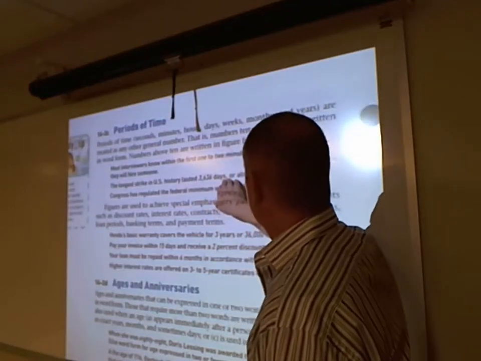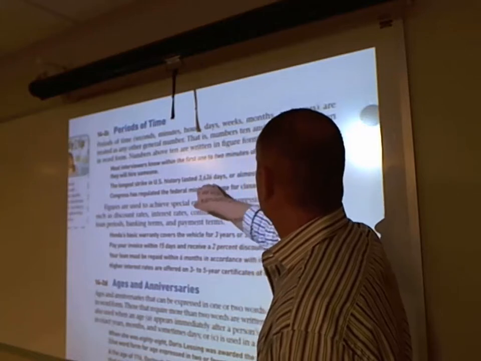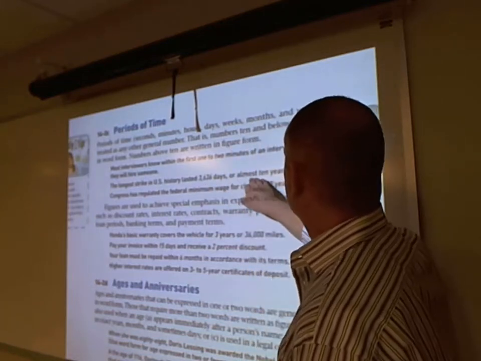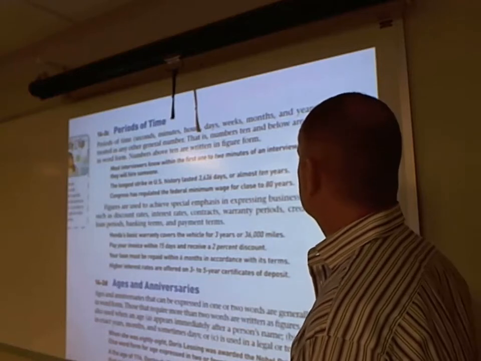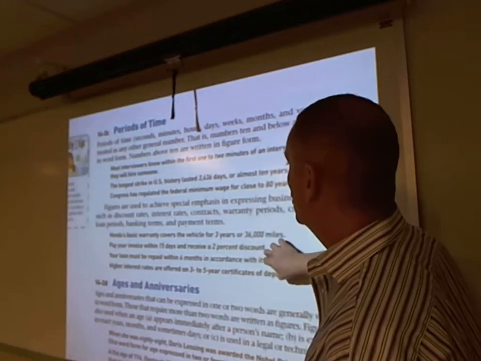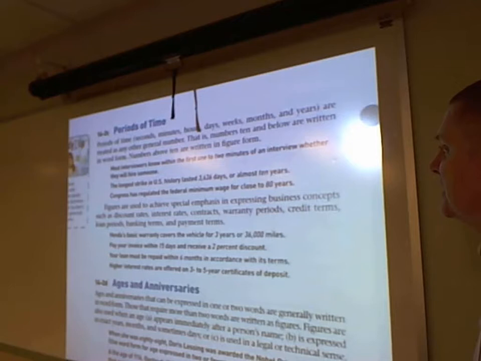And this next section right here contrasts that a little bit. Whenever those figures are used for special emphasis in expressing business concepts such as discount rates with percentages, then the number before it is always a figure.